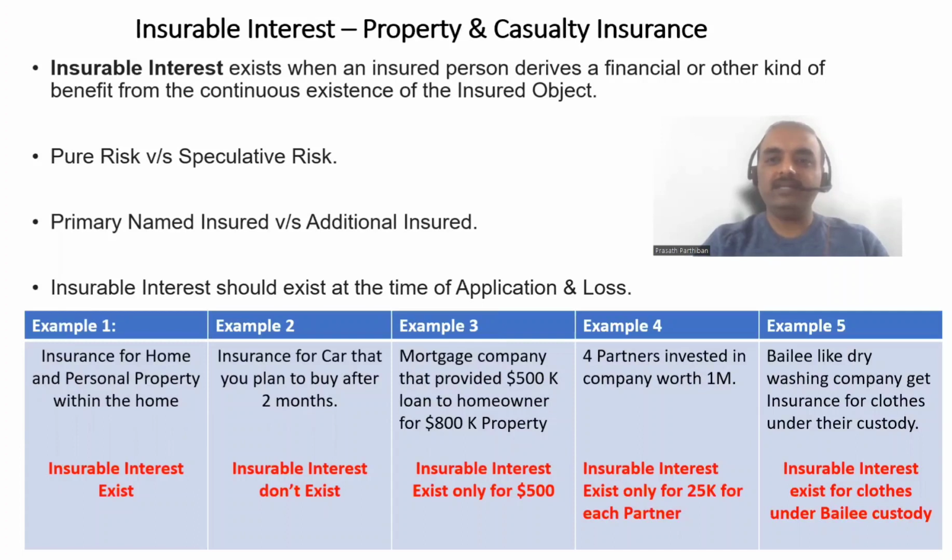Today I'm going to take a quick training on insurable interest in PNC insurance. By definition, insurable interest exists when an insured person derives financial or any other kind of benefit from the continuous existence of the insured object, which means if you want an insurance policy for any property or person, then you need to prove that you have some kind of financial interest in that property.